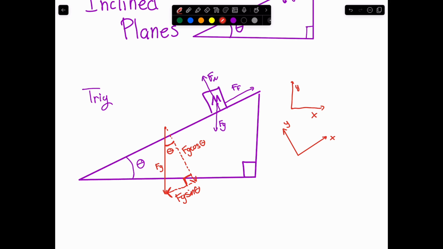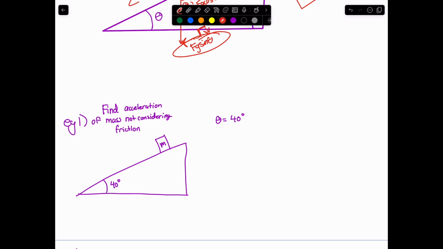So, just looking at this, you can tell that FG sine theta is actually the component of FG that is pulling this mass down the ramp. Alright, now that we've done this kind of introductory look into an inclined plane system, let's do a quick practice problem. This problem asks us to find the acceleration of the mass without considering friction, and the only value that we're given is theta as 40 degrees, theta being the incline of the plane.